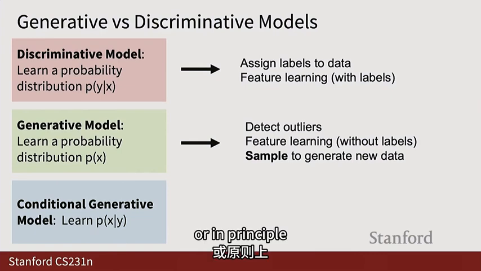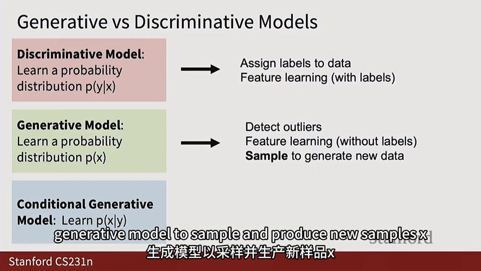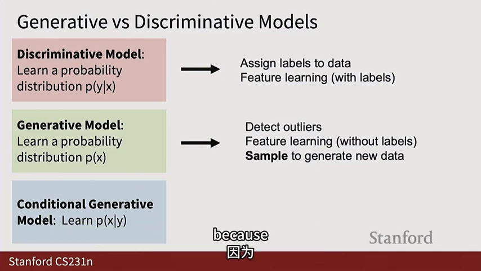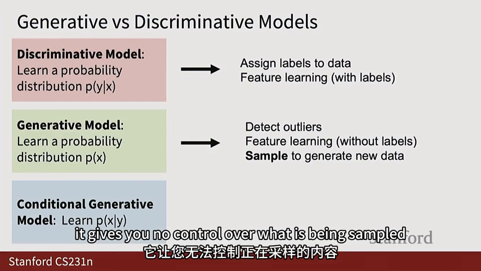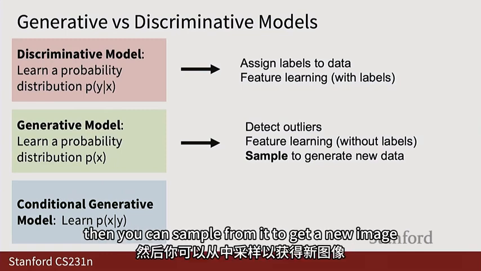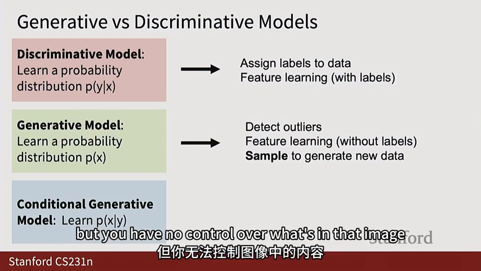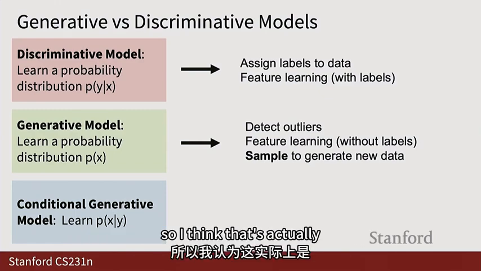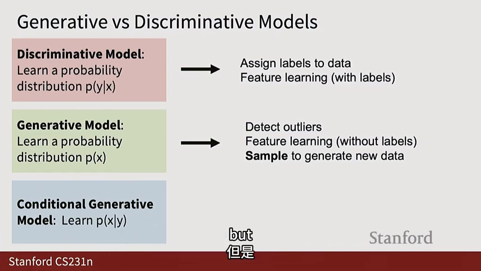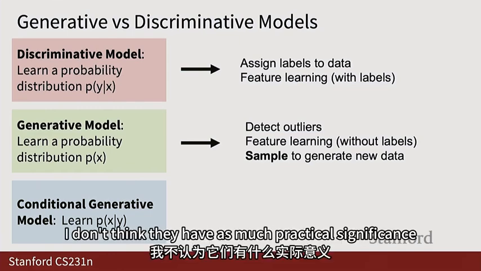Or, in principle, you could use this unconditional generative model to sample and produce new samples X. But I think this is kind of useless, because it gives you no control over what is being sampled, right? If you have an unconditional generative model of images, then you can sample from it to get a new image, but you have no control over what's in that image. It's mathematically interesting to think about how to build such models, but I don't think they have as much practical significance.